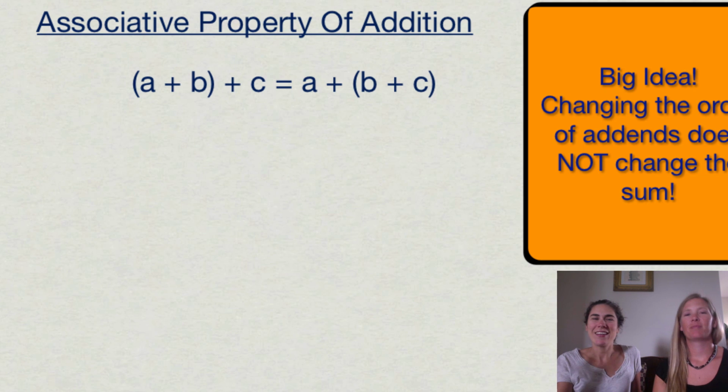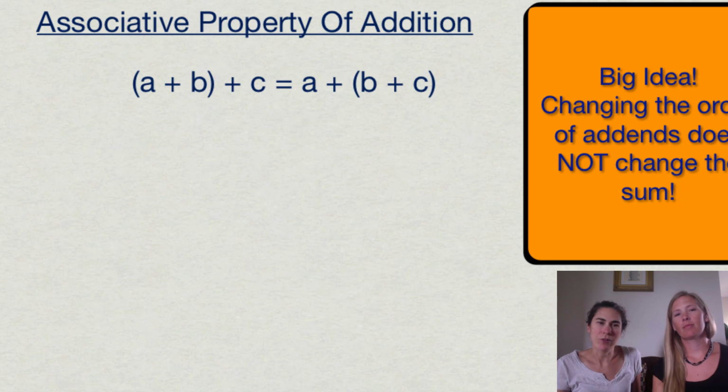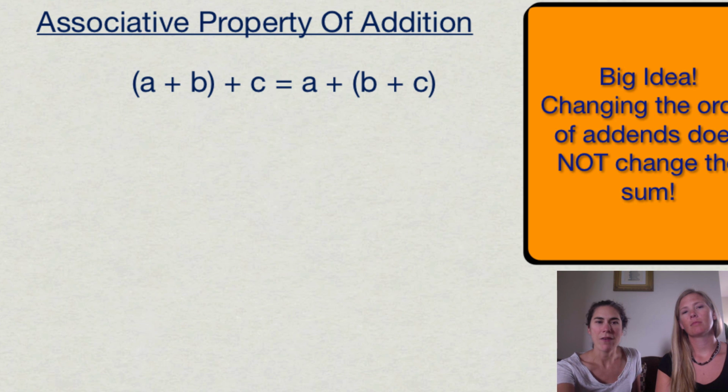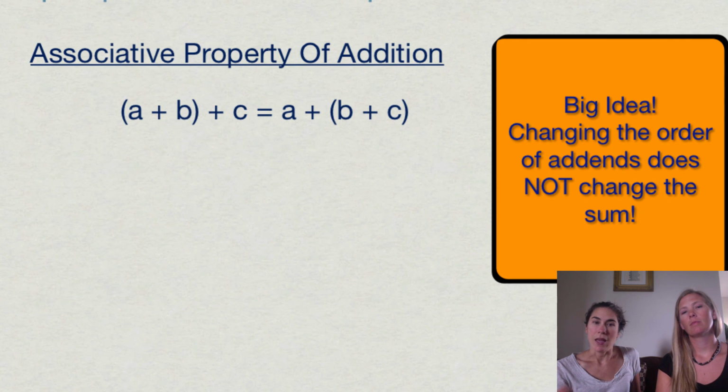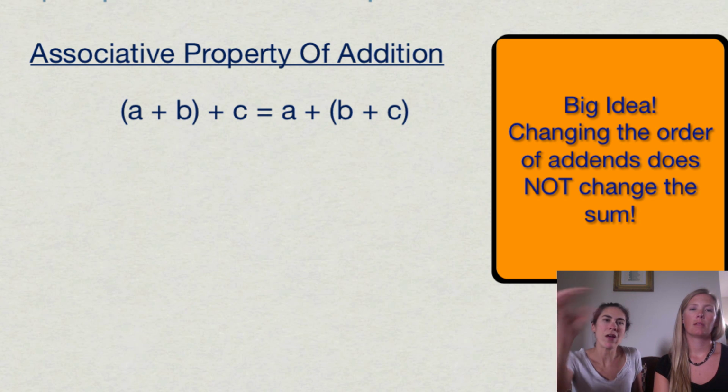So the next thing that we want you to write in your journal is this other property of addition. It's called associative. And the big idea with associative is you can see right here we have A plus B grouped together plus C equals A plus B and C grouped together. So the only thing that we're doing here is figuring out how to group up the letters or numbers.